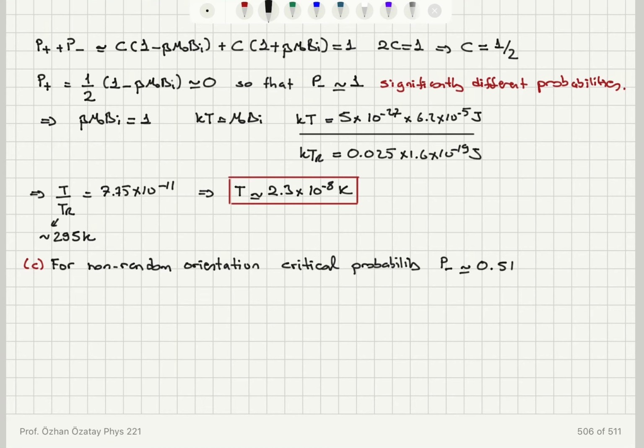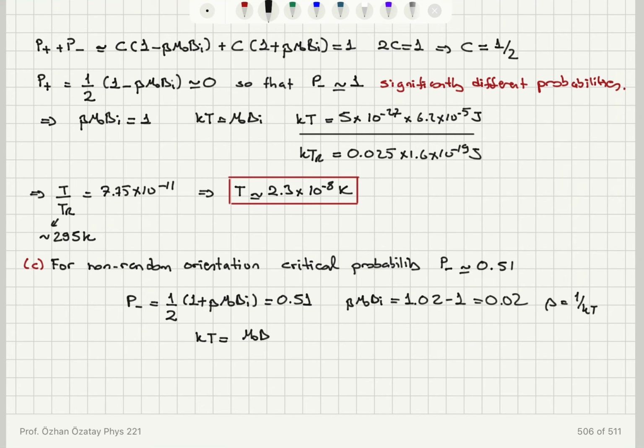If it is 0.5, I have a random distribution. So p minus is equal to 1/2 times 1 plus beta mu 0 Bi, and I want this to be equal to 0.51. So this means beta times mu 0 Bi should be equal to 1.02 minus 1, 0.02. So I have kT equal to mu 0 Bi, so beta is 1/kT.